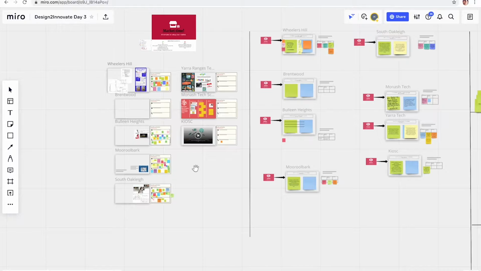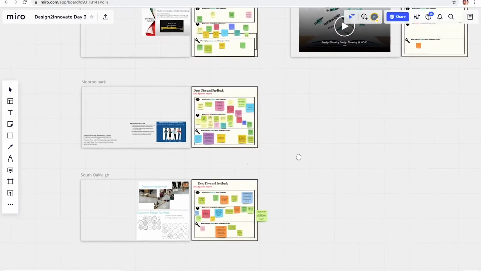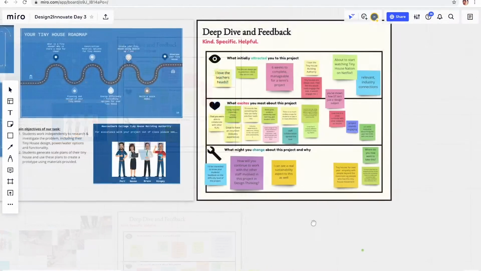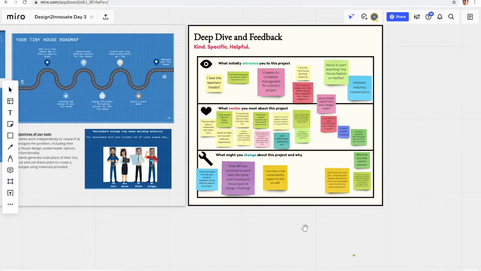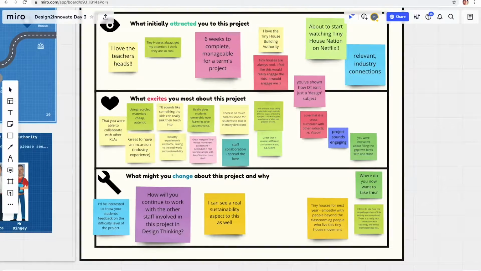Due to lockdown 4.0, our day 3 was flipped from face-to-face to online. We used the Miro board to collect participants' design thinking projects. We were all invited to give constructive feedback. Here is some of the comments on the Mooralbark project. During this PL, participants are always encouraged to give feedback, and that is something that is designed to model to students the way they can give constructive feedback to each other, and then go on and keep prototyping based on feedback and testing.